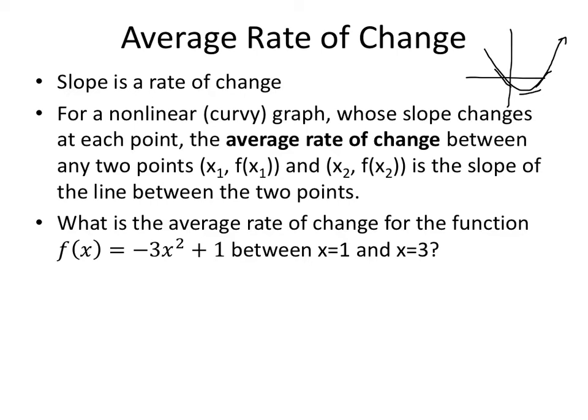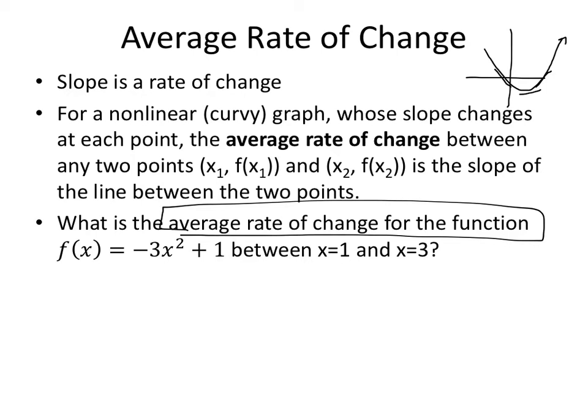The average rate of change between any 2 points, and we're going to call those points (x1, f of x1) and (x2, f of x2), is just the slope of the line between the 2 points. Okay, so we find 2 points, we calculate the slope between them, and that's the average rate of change for the function. Very easy. Same skills that you've been doing since Algebra 1, we're just applying them slightly differently.